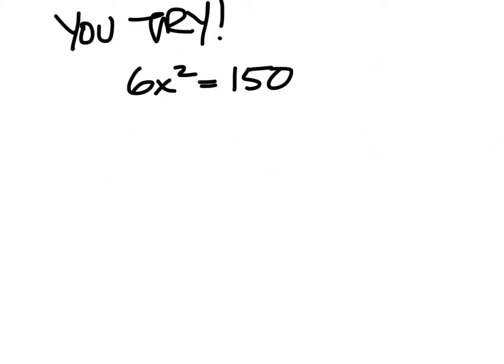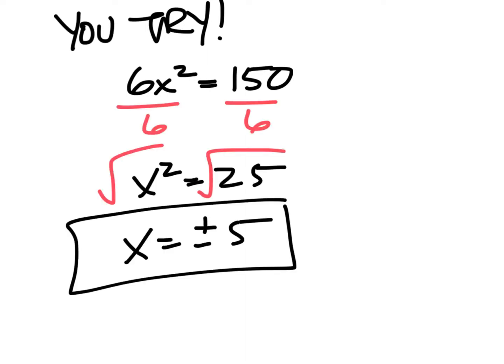Alright, so here you have a chance to try this on your own. 6x squared equals 150. Try to find x, and then if the radical needs to be reduced, go ahead and reduce. But for now, pause the video and try it on your own. Alright, so you just divide by 6, x squared equals 25. 25 is a perfect square, so whenever we take the square root, x equals plus or minus 5.